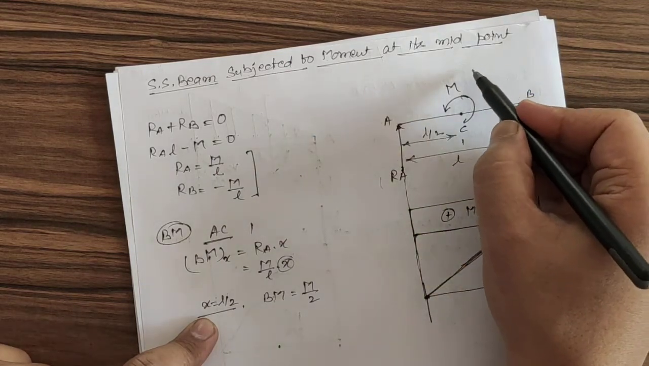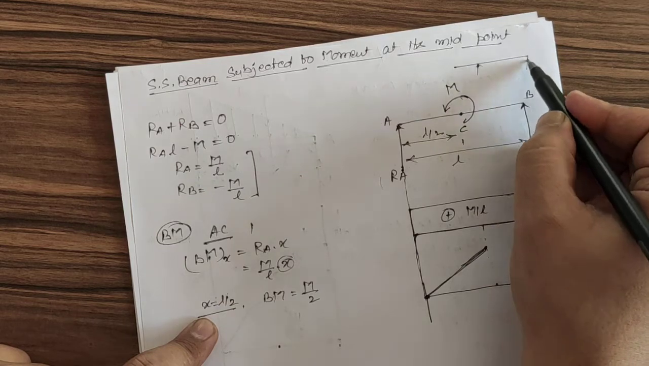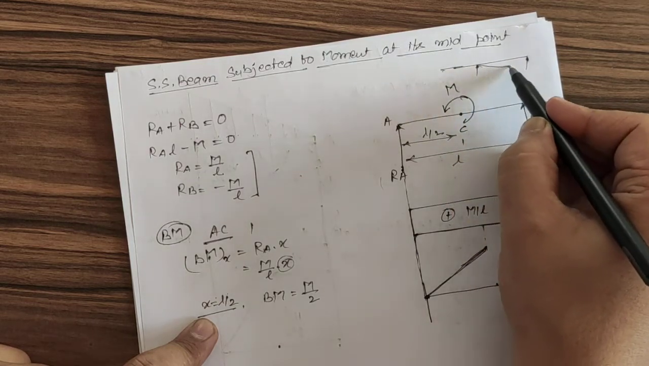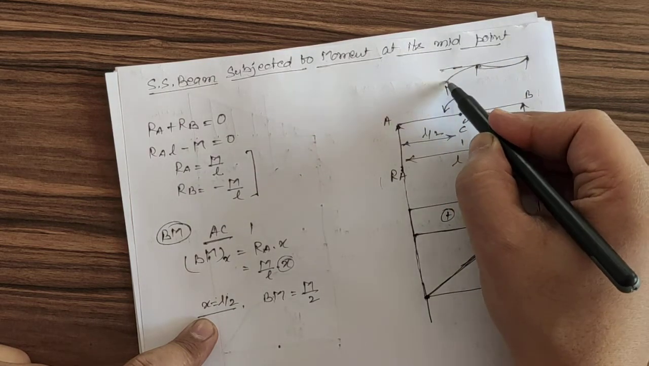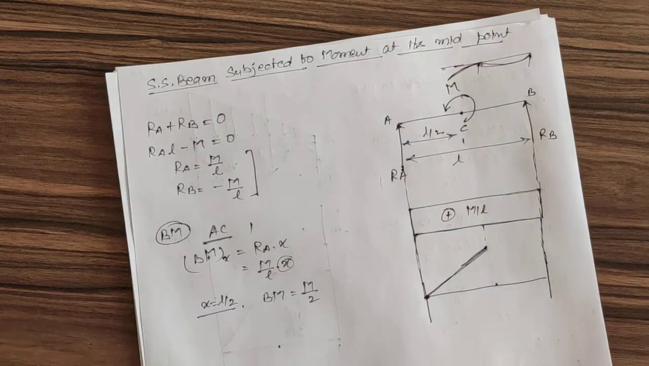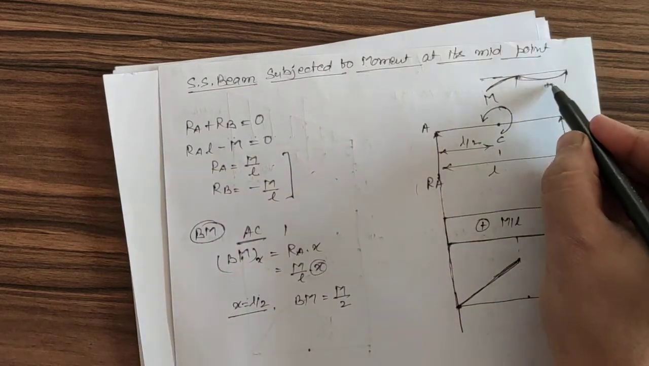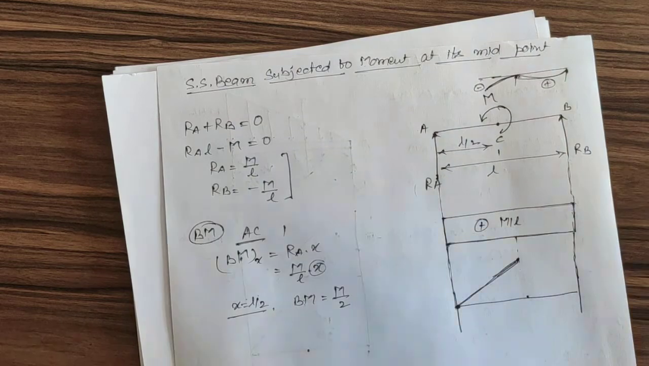This part we have already discussed. If we have this kind of situation, load acting, then this sagging nature we will take positive, and this hogging nature we will take negative. So, this nature we will take positive, this is negative.